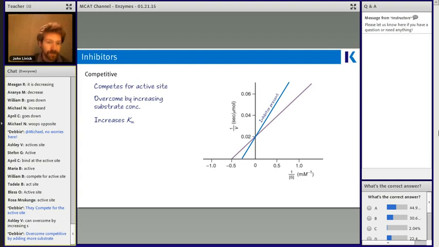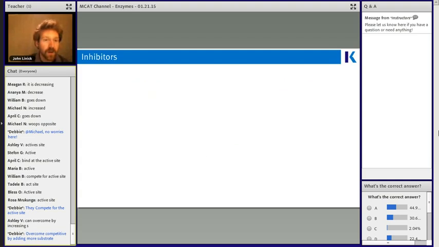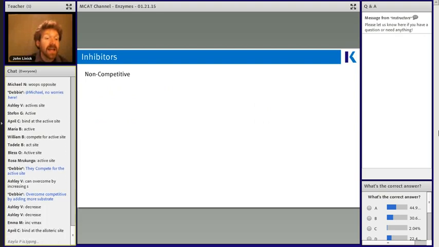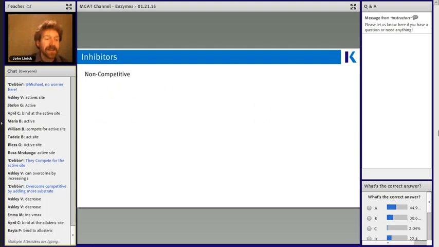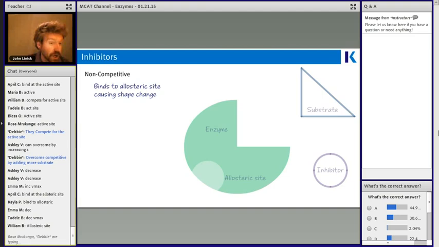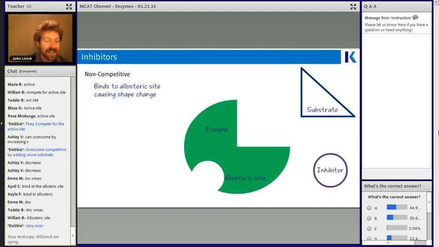That's what Ashley said. That's your take home right there. So how about non-competitive inhibitors? Actually, we covered this one before too, right? Non-competitive inhibitors, I like it, they bind to the allosteric site, right, which causes a conformational change. There we go, Tadell's got it exactly right.